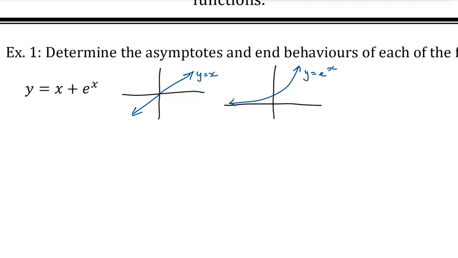What's the other reason why a function might have a vertical asymptote? Victor? It's logarithmic. Yeah, if it's got a log in it, and this one doesn't. So there's no reason to think that this has a vertical asymptote.